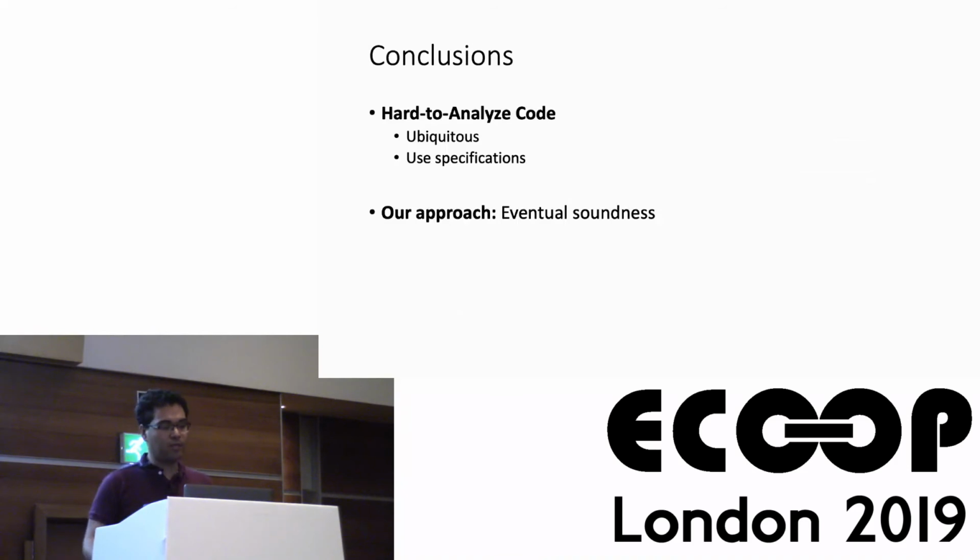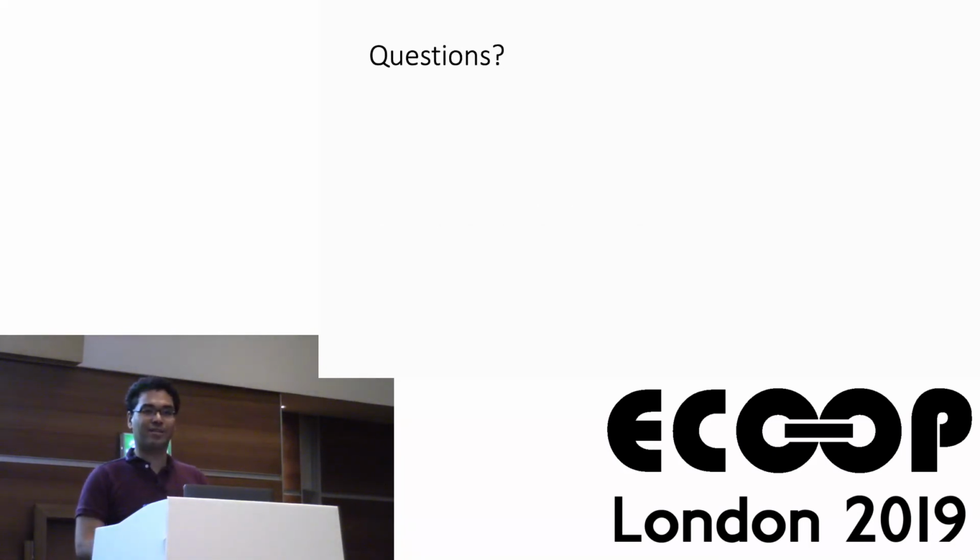Just to conclude, so far we've focused on this one setting of points-to analysis and the Android framework, but I think in general hard-to-analyze code is ubiquitous, and specifications are a really promising way to address these issues. But then missing specifications becomes a problem, and I believe that eventual soundness is a promising approach, combining dynamic information and static information in order to ensure soundness over time. So with that, thank you very much for listening, and I'll be happy to take any questions.